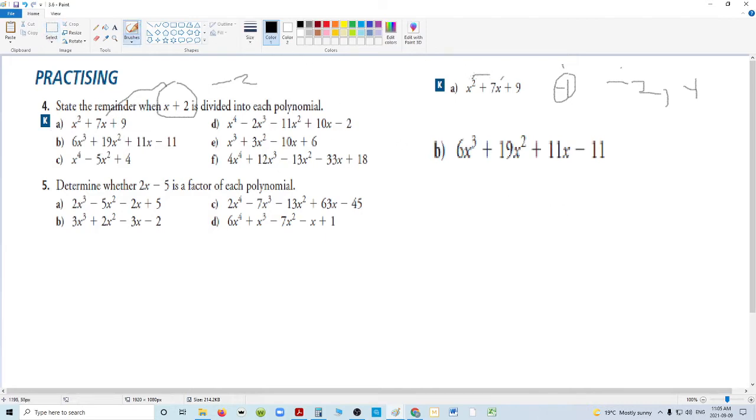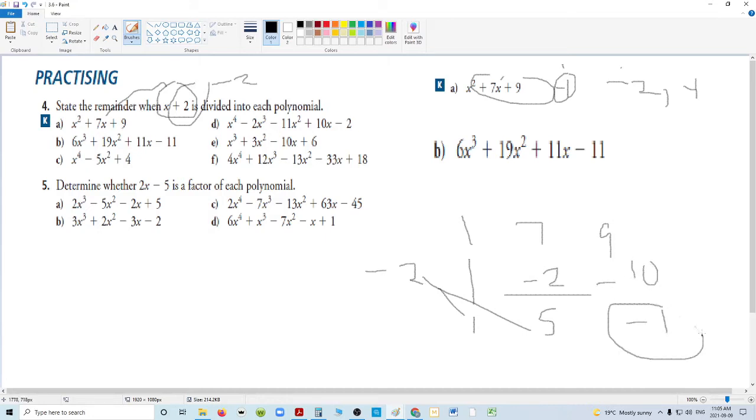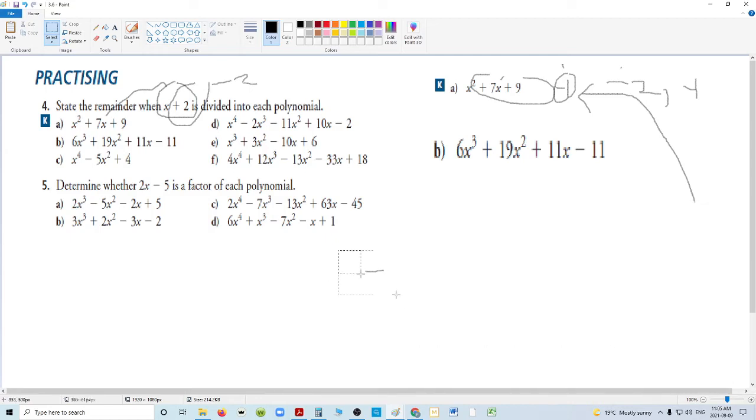So looking at the numbers in front of this, I get 1, 7, and 9, and I'm factoring in a root of minus 2. So bring the 1 down, multiply by minus 2, I get minus 2. Add them together, I get 5. Multiply by minus 2, I get minus 10. Add them together, I get minus 1. I get the same remainder doing synthetic division, and if I did long division, I'd get the same remainder. So there you go.